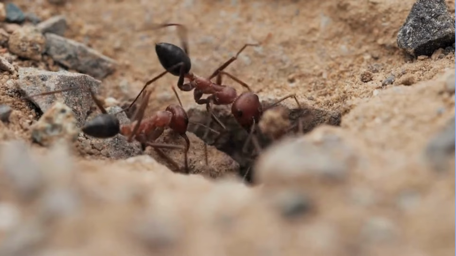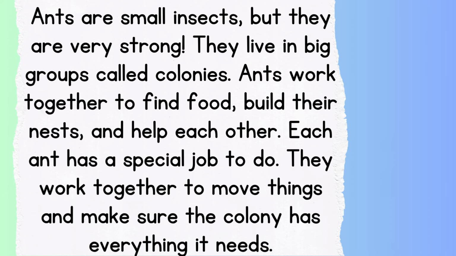Here is a story about ants. Ants are small insects, but they are very strong. They live in big groups called colonies. Ants work together to find food, build their nests, and help each other. Each ant has a special job to do. They work together to move things and make sure the colony has everything it needs.